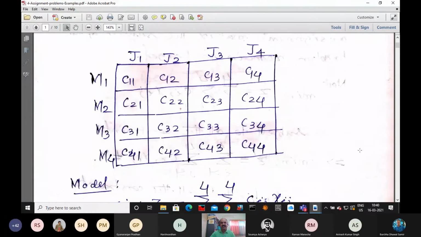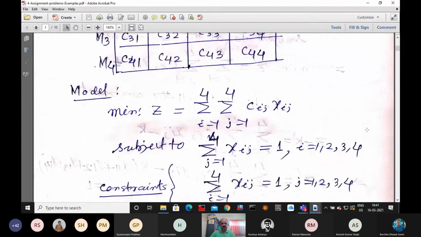If you see, there are altogether 16 variables in this problem. Out of 16 variables, 4 of them are non-zero, that is 1, and the rest are all 0. Non-zero means they are 1. So 12 variables will be 0.